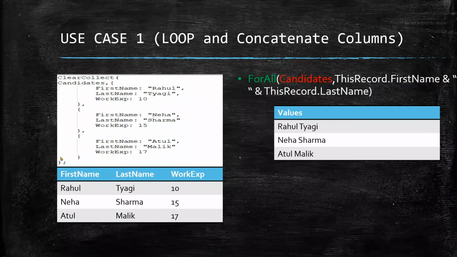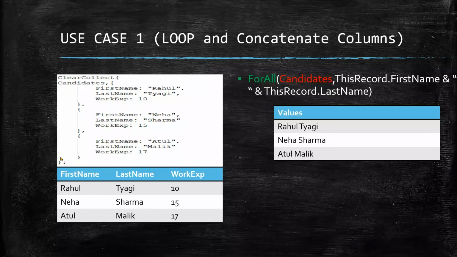So once I execute this function, it will iterate the complete candidate collection, and during the iteration of this candidate collection, it will also concatenate the first name and last name. On the right hand side, you can see in the value section, this is basically the output of this function. The output of this function is Rahul Tyagi, Neha Sharma and Atul Malik. So what it has done is concatenate the first name and last name.